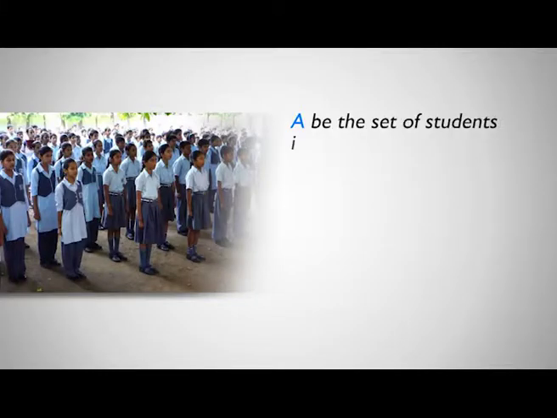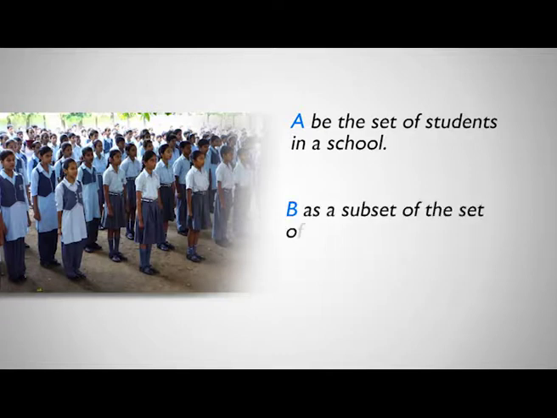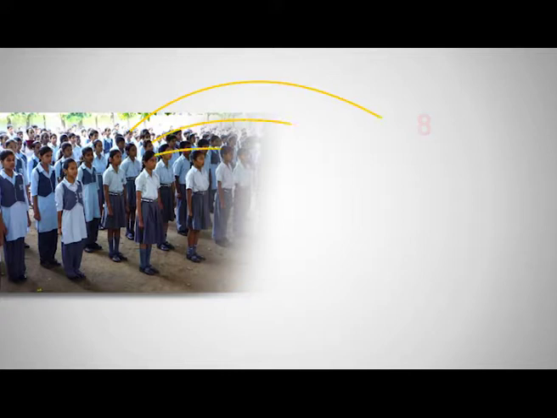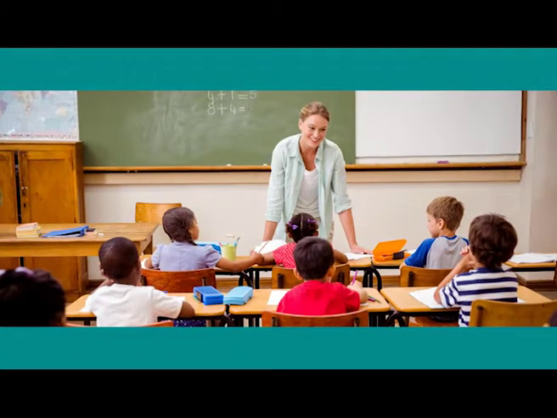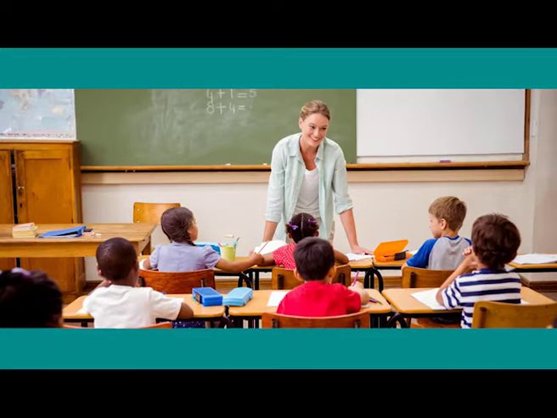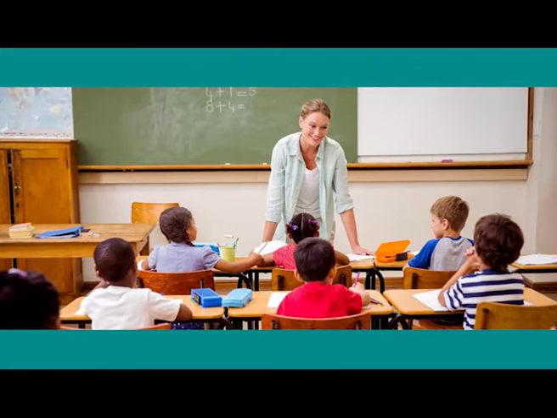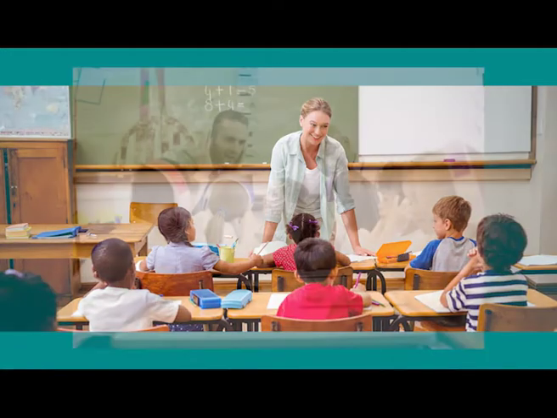As an example, let A be the set of students in a school. If we take B as a subset of the set of natural numbers, then if we assign to each student his or her age, it is a function because each student has one and only one age. For the same set A, but with B as the set of teachers in that school, if we assign to each student his or her teacher, it is a function subject to the condition that each student has only one teacher. If any student has more than one teacher, then this assignment is not a function.